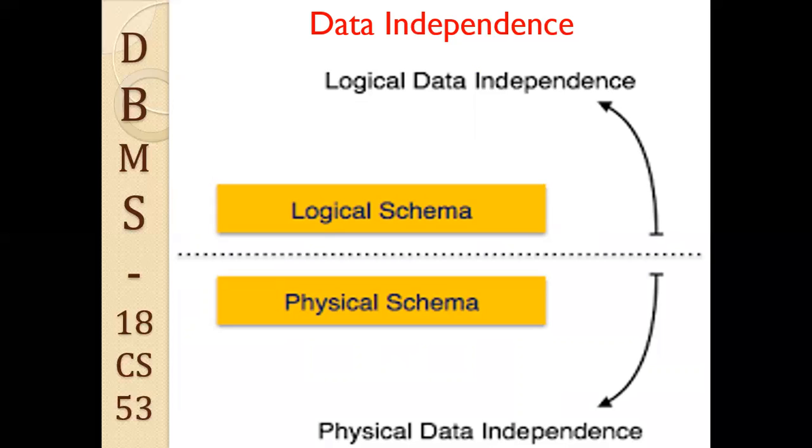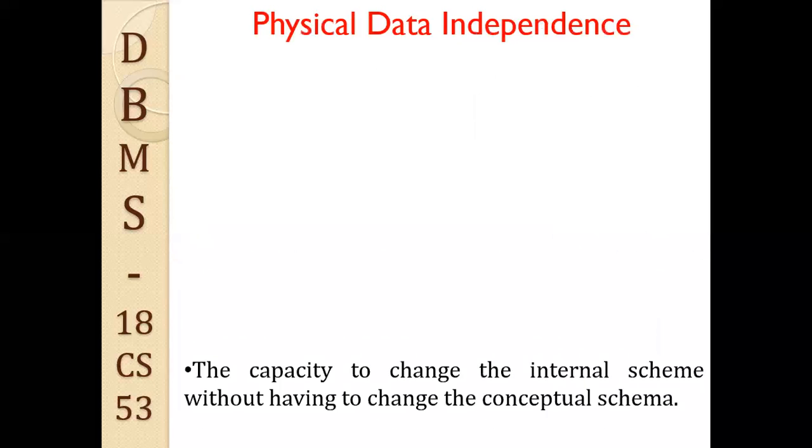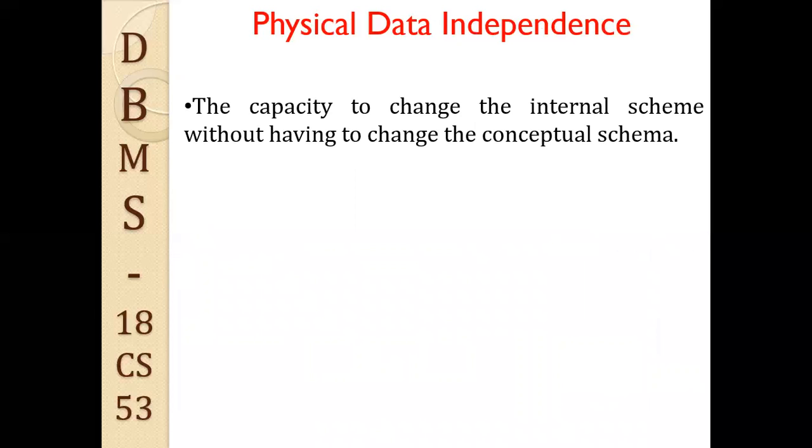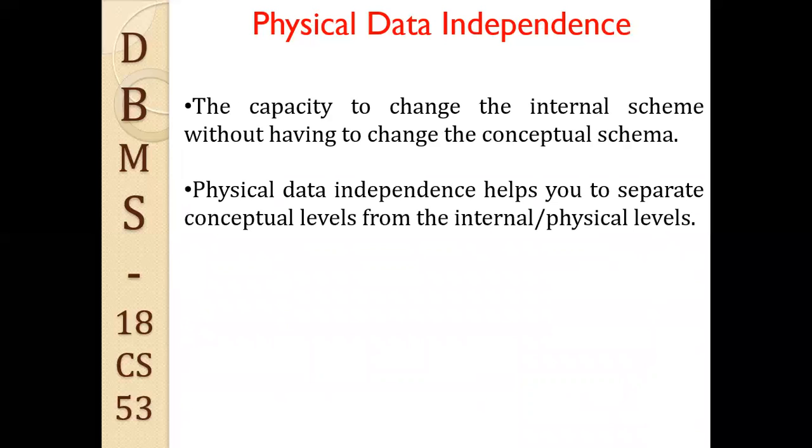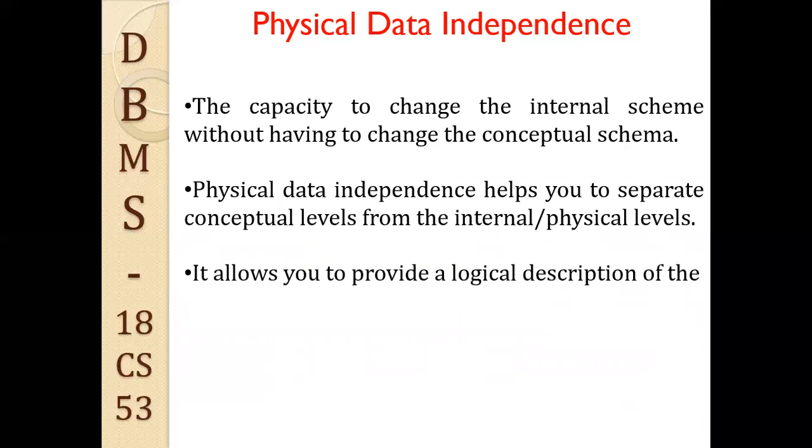Logical data independence means you can make changes between the conceptual level and above, that is the external level. Physical data independence is changing at the lower level, that is the internal level, without affecting the next level, the conceptual level. Physical data independence is the capacity of the database architecture to change the internal schema, that is at the lower level, without having to change the conceptual schema. This helps you to separate the conceptual level from the physical level.